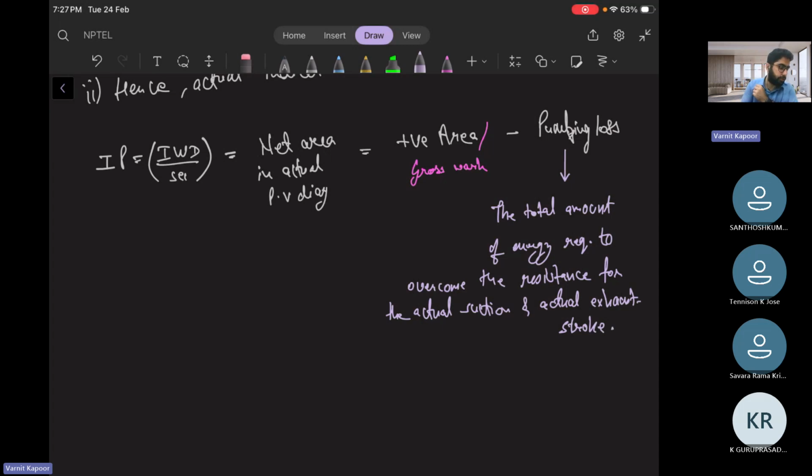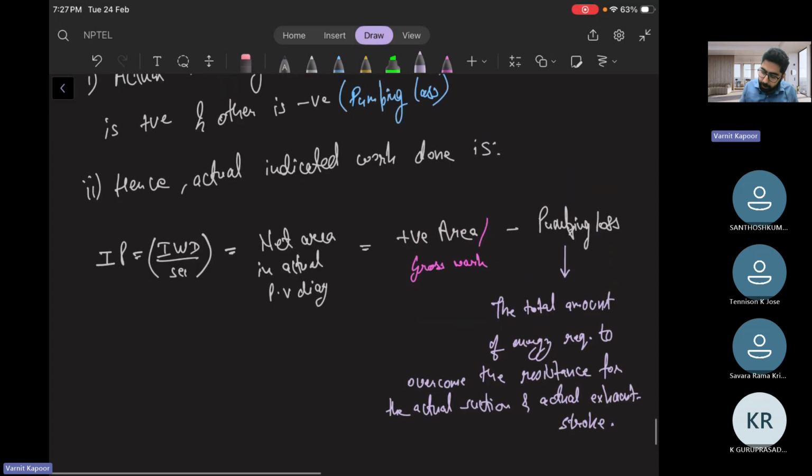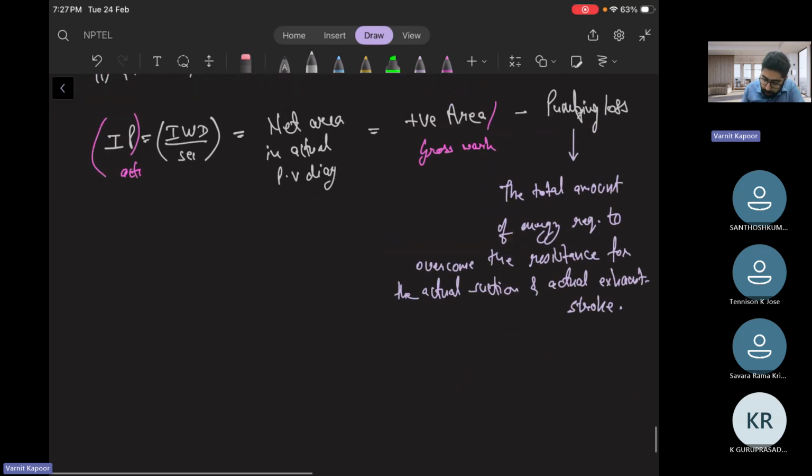Okay, actual exhaust stroke. All right, so this is nothing but your Otto cycle PV area. In solving for the numerical, this is the extra pumping loss which needs to be extracted out. So this was your actual indicated power, and what was indicated power theoretical?